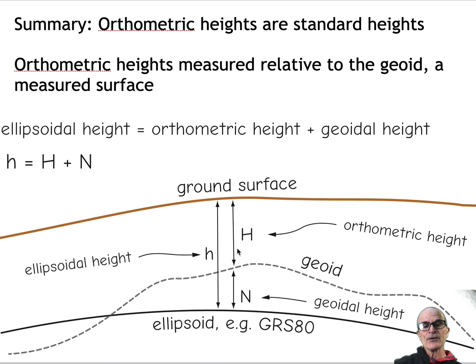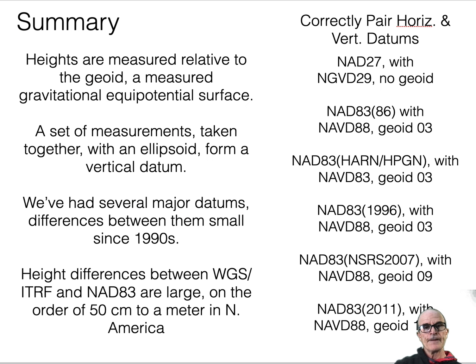Orthometric heights are now our standard heights, and they're measured relative to a geoid. And these geoids change in measurement through time, not as much as the horizontal measurements, but still, they change through time. We have to make sure that we're using this orthometric height correctly, right? Heights are measured relative to a geoid, a measured gravitational equipotential surface. The sets of measurements are taken together, the ellipsoid and the vertical datum, and so there's families that are used together. The big difference we have to pay attention to for heights is between the WGS ITRF and the NAD83.